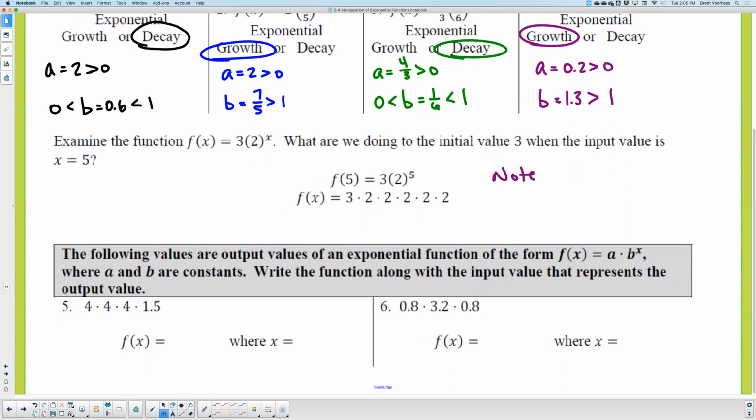Just note: a and b do not simplify together, unless a equals b. That's the one exception. If they're equal to one another, then you can simplify them. But other than that, if they're not equal, you cannot simplify them together.